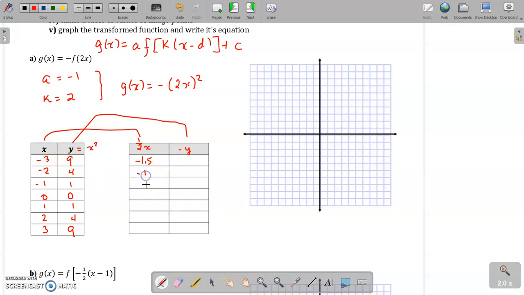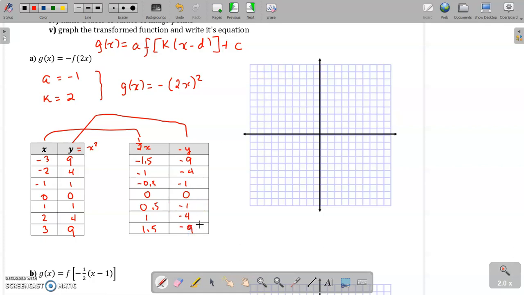Then we have -1, -0.5, and then we have 0, 0.5, because that's 1 divided by 2. 2 divided by 2 is 1. 3 divided by 2 is 1.5. And then the y values, they reflect. So your 9 would get transformed to -9. 4 to -4, -1, 0, -1, -4, -9. Again, everything's reflected.